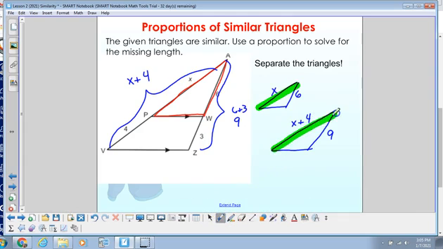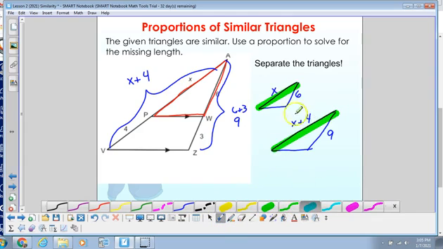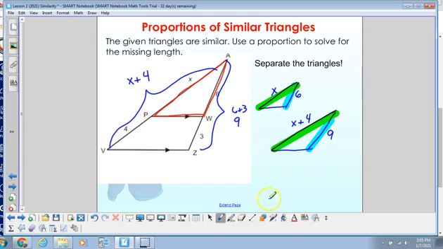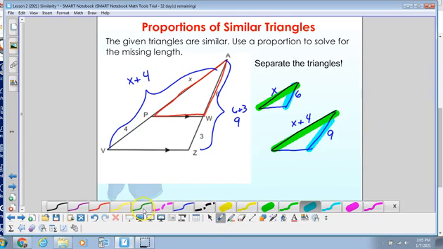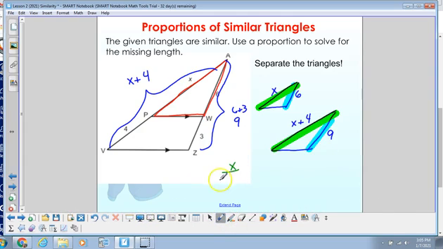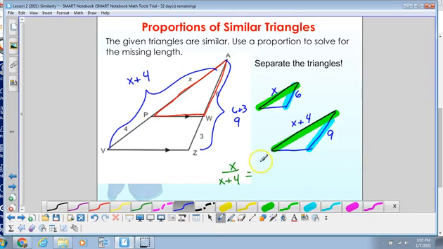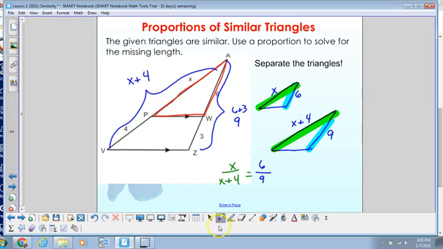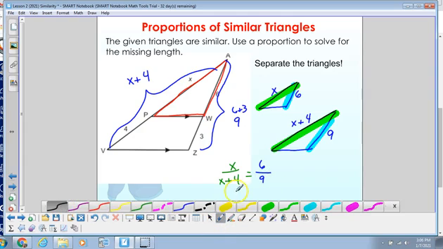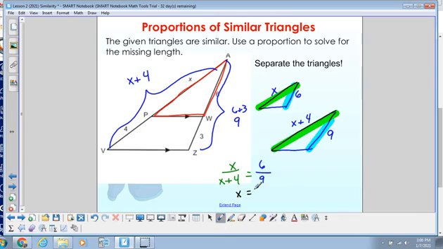The x and the x plus 4 go together. The 6 and the 9 go together. And so our proportion would be x over x plus 4 equals 6 over 9. When we solve this using algebra or using decimals, doesn't matter, then we end up getting here that our value for x equals 8.